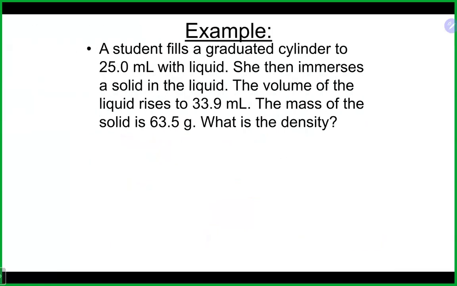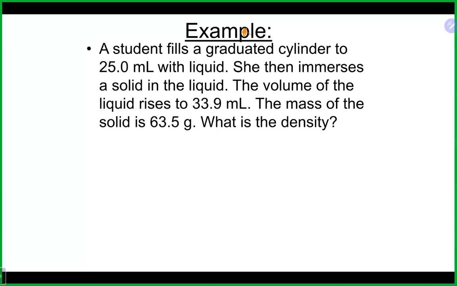So let's take a look here at a problem. Why don't you give it a go? A student fills a graduated cylinder with 25 milliliters of a liquid. She then immerses a solid in the liquid. The volume of the liquid goes to 33.9 milliliters. The solid has a mass of 63.5 grams. We are looking for what the density is. So take a few moments there and calculate it and see what you get.